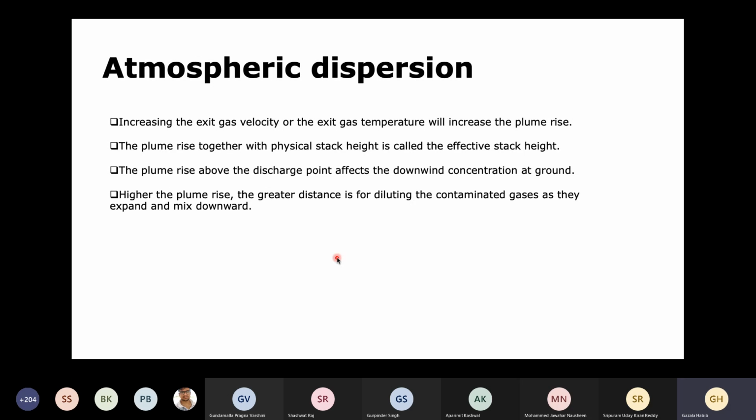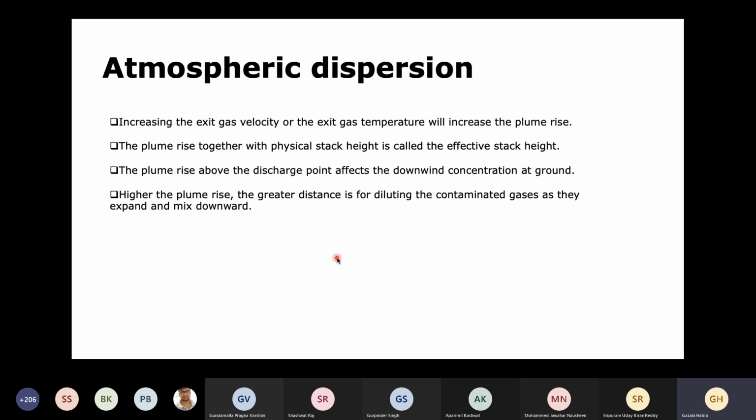So that is one thing. The other factor which will affect the downwind concentration would be meteorological parameters, right? So we will talk about that in the next slide. Higher the plume rise, greater distance is available for diluting the contaminated gases as they expand and mix downward. So if the plume rise is high, then it will bend, but require a larger travel time for the gas to come down and touch the ground and increase the ground level concentration.